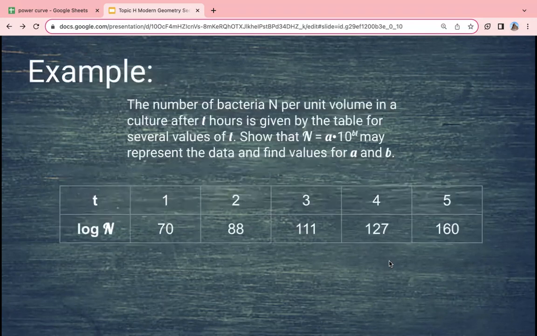Okay, the example. The number of bacteria N per unit volume in a culture after T hours is given by the table for several values of T. Show that N is equal to a times 10 to the power bT may represent the data and find the values of a and b. So the data given for T are 1, 2, 3, 4, and 5. And then the data for N, you have 70, 88, 111, 127, and 160.